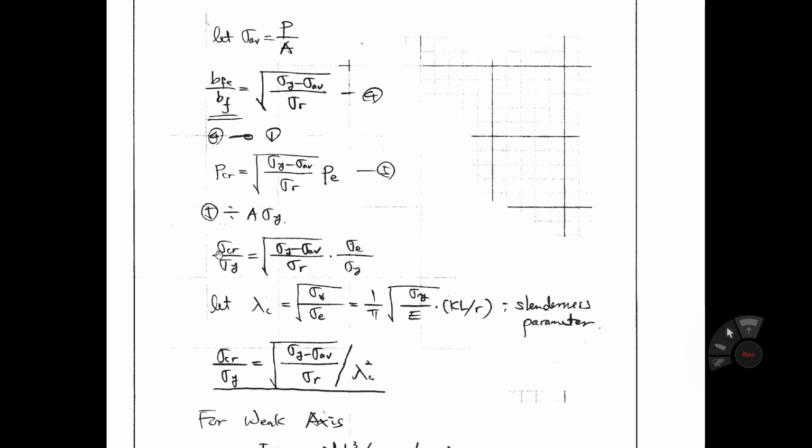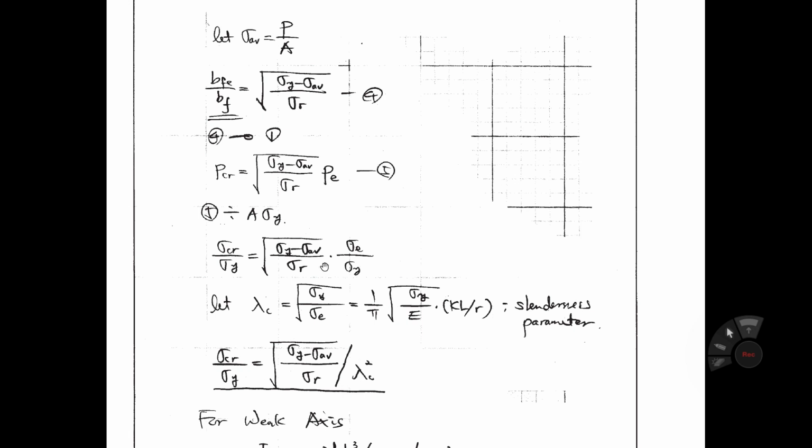From this equation, if you let lambda C be defined as square root of sigma y over sigma E. We let lambda C equal square root of sigma y over sigma E. If you input sigma E, the Euler buckling stress. What is the Euler buckling stress? Pi square E, KL over r square. That is the Euler buckling stress. Do you remember? If you input that Euler buckling stress into here, then you can get lambda C like this. It is called the slenderness parameter.